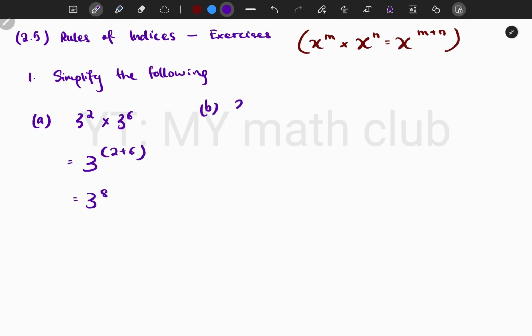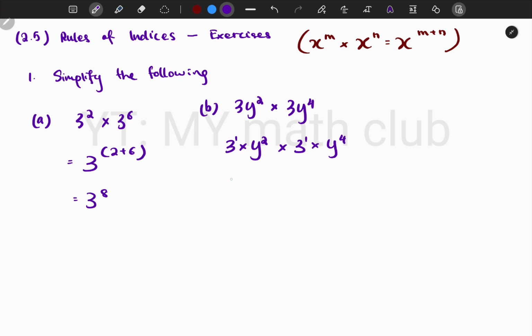Question B. 3y squared multiplied by 3y to the power of 4. I need you to notice right here that the multiplication operations happen between 3 and y as well. And one more thing is that the square and the power of 4 is only applied to the y variable. So in this case, we can have 3, which is also by the power of 1, multiply y squared, multiply 3, multiply y to the power of 4.